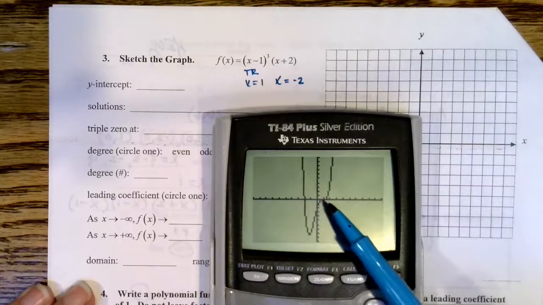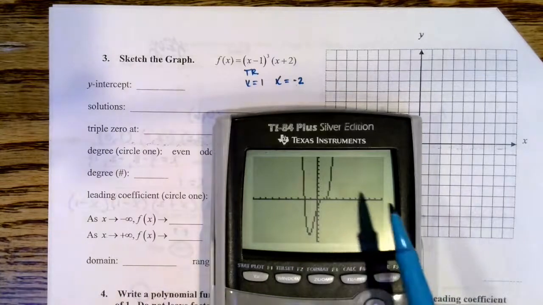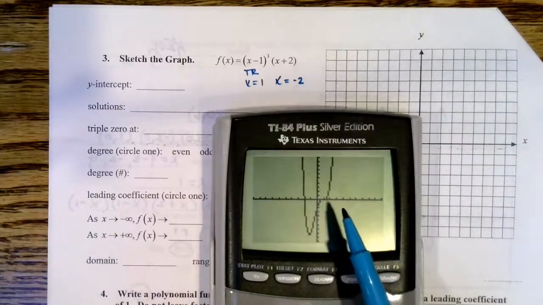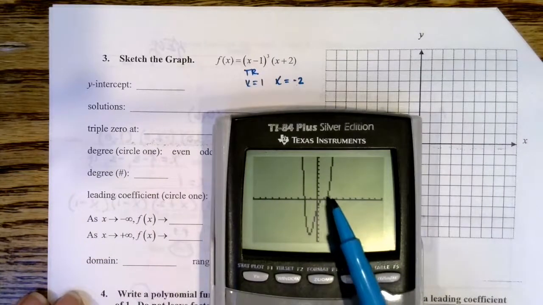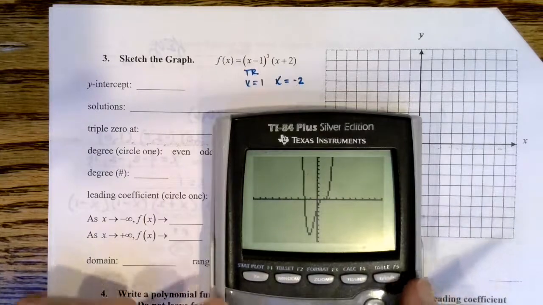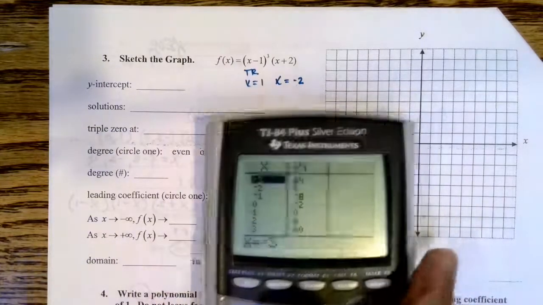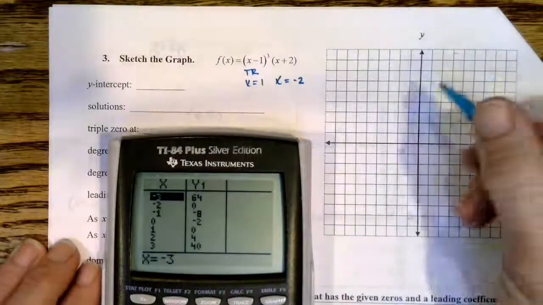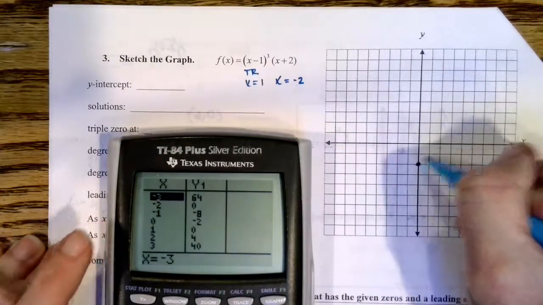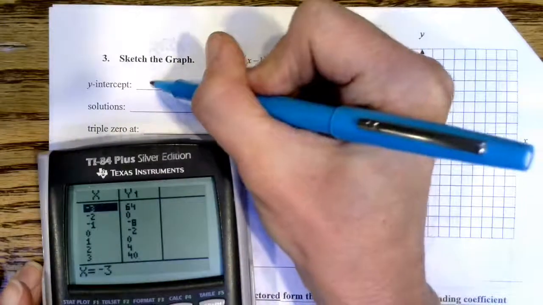Here's our triple root. When we have a triple root, then it just spends a lot of time instead of bouncing. Like the double root, triple root, it just ends up kind of flattening out there. Okay, our first question is going to be our y-intercept, and we need to sketch the graph. So we'll go ahead and say that over 0, down 2, and we can go ahead and fill that in.